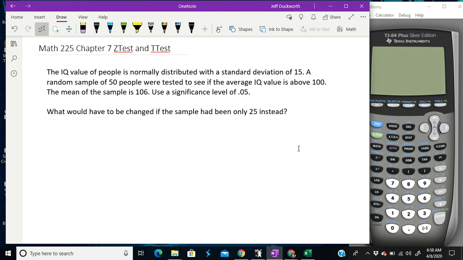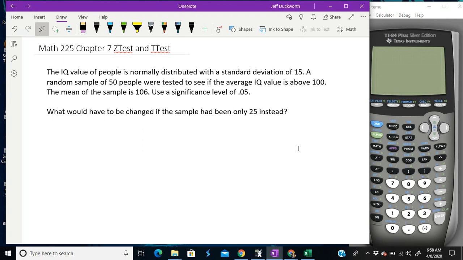The IQ value of people is normally distributed with a standard deviation of 15. A random sample of 50 people were tested to see if the average IQ value is above 100. So the mean of the sample is 106, and we're using a significance level of 0.05. So what would have to be changed if the sample had been only 25 instead?